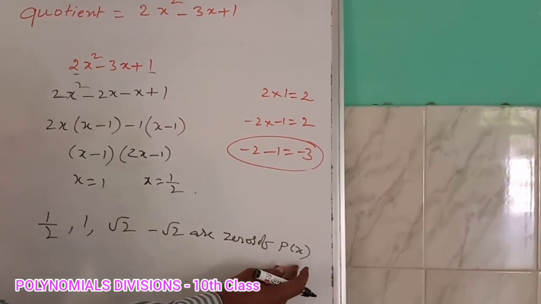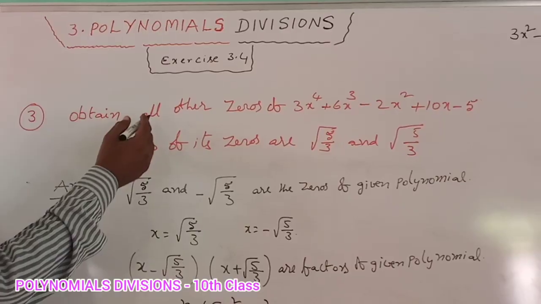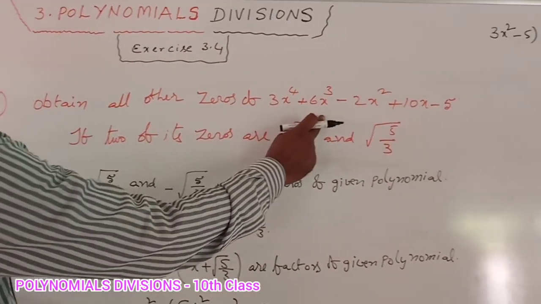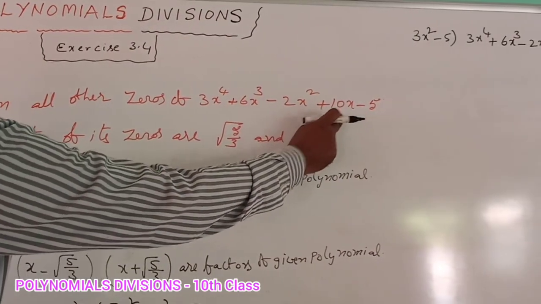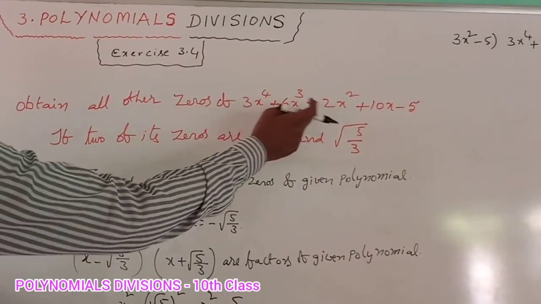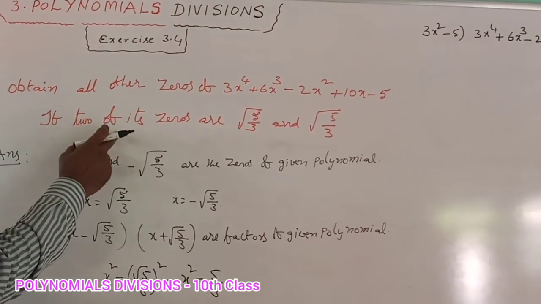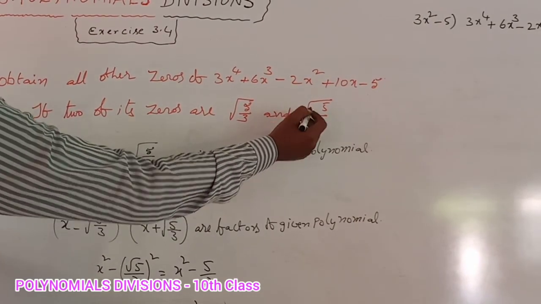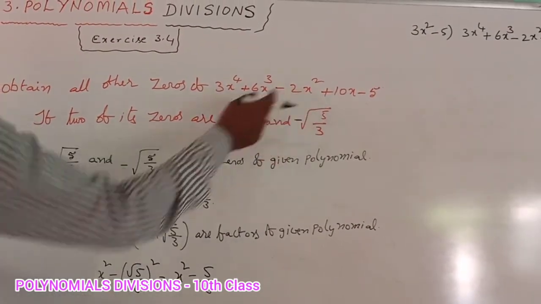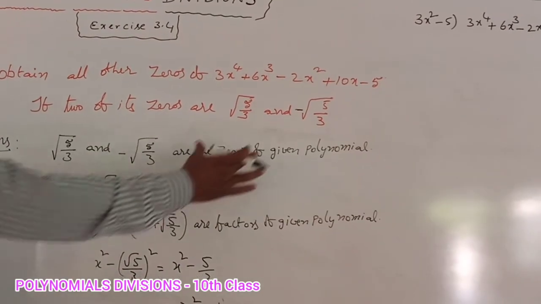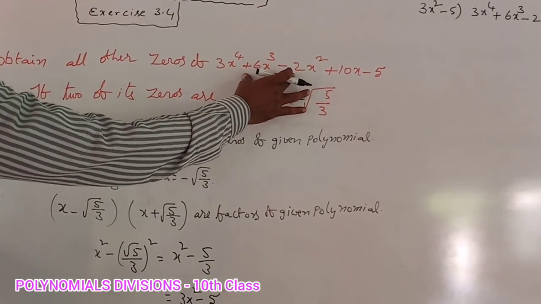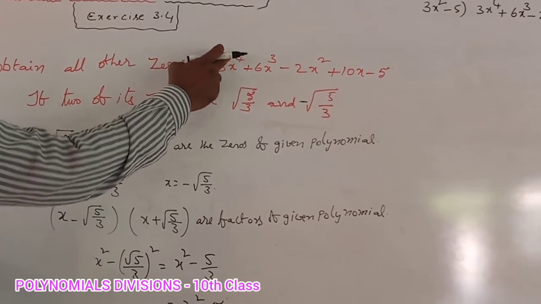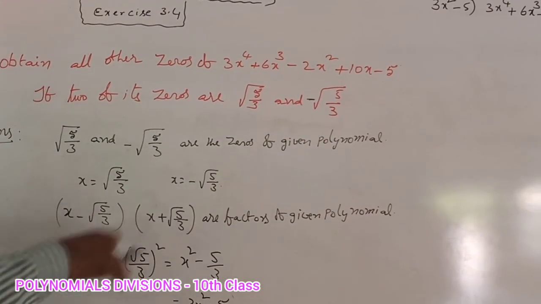That means p of x is the dividend. Obtain all the zeros of 3x to the power 4 plus 6x cube minus 2x square minus 10x minus 5, if two of its zeros are root 5 by 3 and minus root 5 by 3. These two are zeros of this polynomial. Find the other zeros. Here it is fourth degree, that means how many zeros does the polynomial have? 4. Here 2 are given, find out the other two.